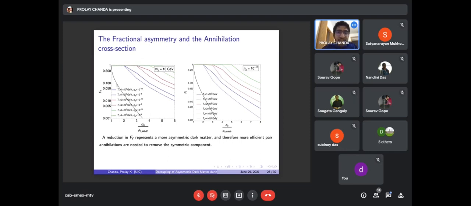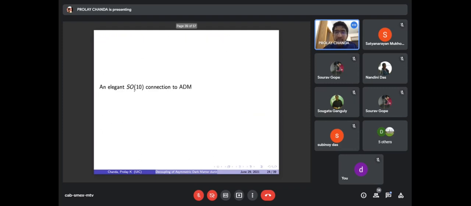The black solid line is the contour for the radiation dominated scenario. All the colored lines are for the matter dominated scenario. Why do I have many lines for the matter dominated scenario? Because I have an extra degree of freedom zeta, which depends on T star or eta, depending on the way you choose. With that, I will conclude my discussion on asymmetric dark matter here, and then I move to an interesting scenario of SO(10) connection to asymmetric dark matter.